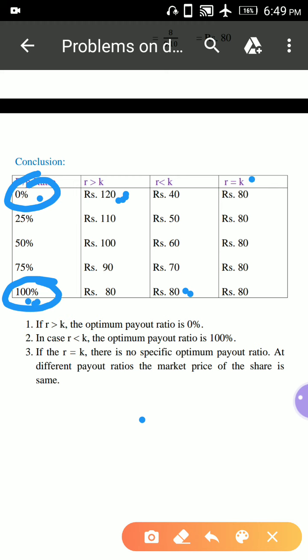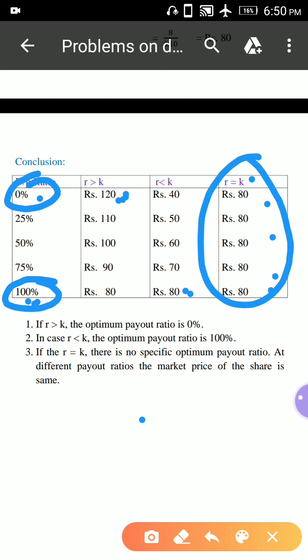When R is equal to K, there is no specific optimum payout ratio. All the payout ratios are optimum payout ratios, because at different payout ratios the market price of the share is the same. So, if R is greater than K, the optimum payout ratio is 0%. In case R is less than K, the optimum payout ratio is 100%. And if R is equal to K, there is no specific optimum payout ratio.